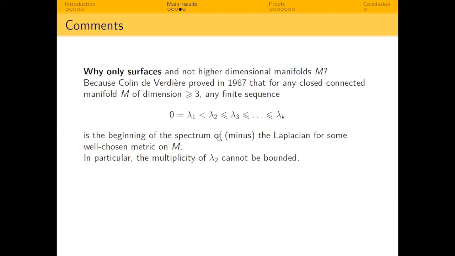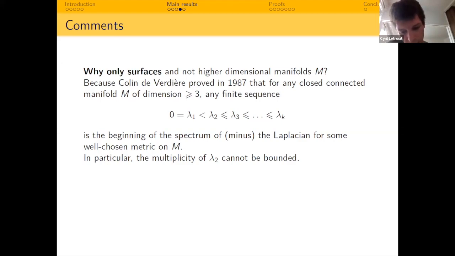But does your method make sense for hyperbolic 3-manifolds? No, I don't think so. I have to think.